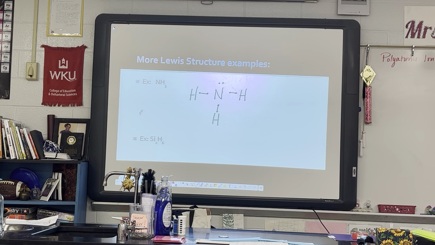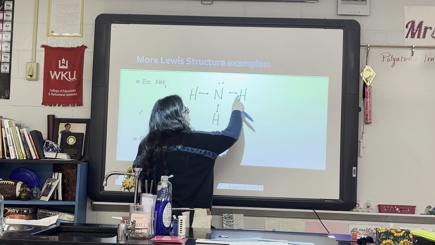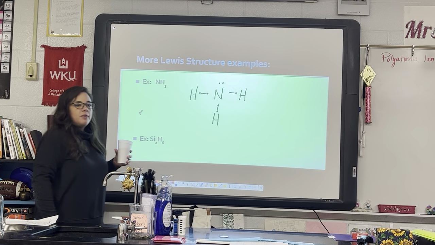Any questions on ammonia? NH3. Very close to ammonium, which is one of your polyatomic ions. Take off one of these electrons, add a +1 charge, put our 4th hydrogen right there.